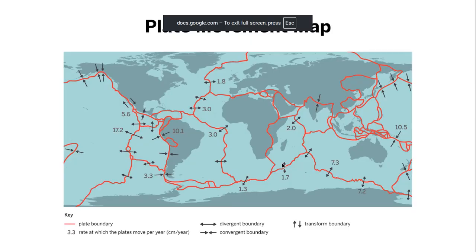Reminder that this is our plate movement map. I would like you to answer a few questions, so please make sure that you're paying attention. Right here, I want you to answer the question of what is the 1.7 and what does the 1.7 represent? Please use the key because it will tell you exactly your answer. Please type that in. And then also looking over by South America, by this 3.3 plate boundary, what type of plate boundary is that? Is that divergent, convergent, or transform? What do you think? Go ahead and enter that now.